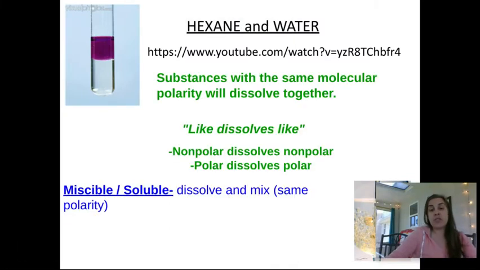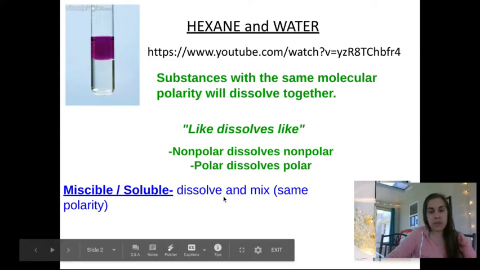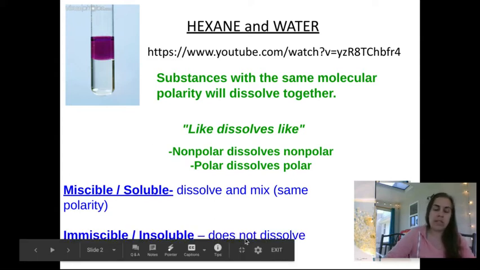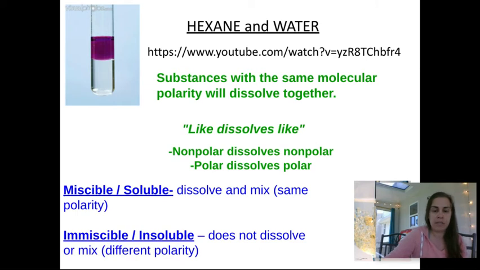So when substances do mix together, like the water and food coloring, we call them miscible. They dissolve and mix. When substances do not mix together, they're called immiscible. So when it's immiscible or insoluble, it does not dissolve. It will not mix. That means they have a different polarity.